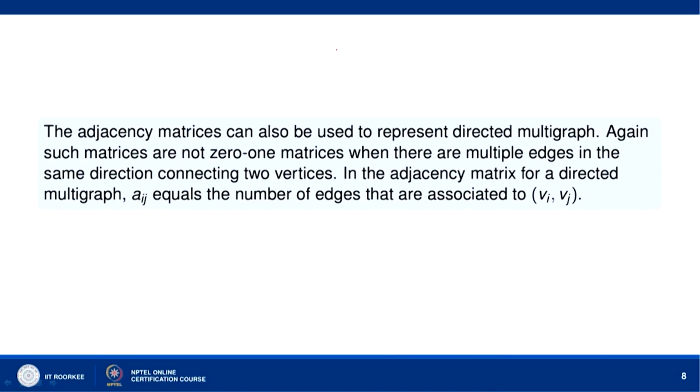Now, the adjacency matrices can also be used to represent a directed multigraph. Such matrices are not 0-1 matrices when there are multiple edges in the same direction connecting two vertices. In the adjacency matrix for a directed multigraph, Aij equals the number of edges associated with vi and vj. So, if there are multiple edges, then Aij will equal the number of edges associated with them.